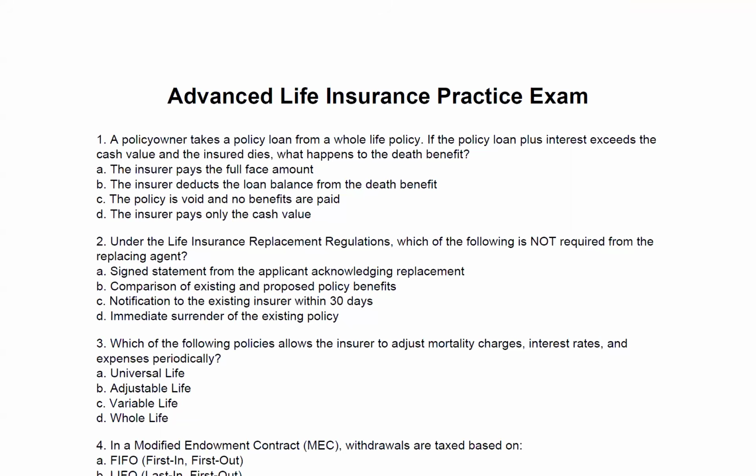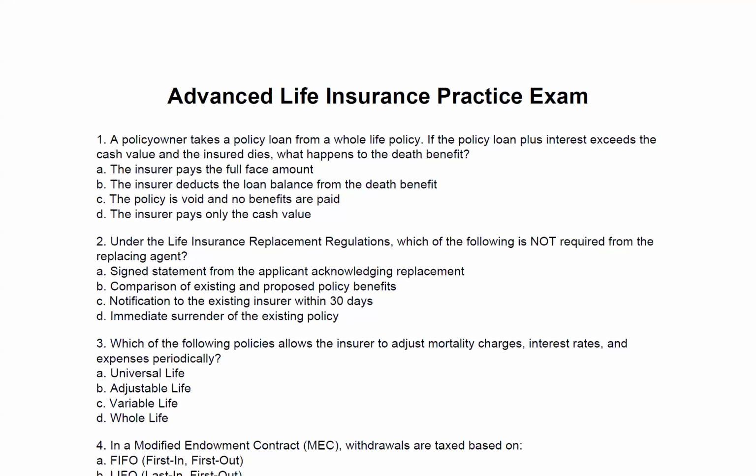Okay, a policy owner takes a policy loan from a whole life policy. If the policy loan plus interest exceeds the cash value and the insured dies, what happens to the death benefit? You gotta read the question. Did you hear me? Yeah. Read the choices too.